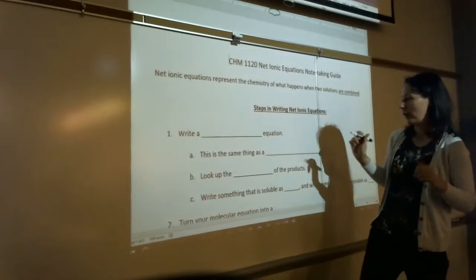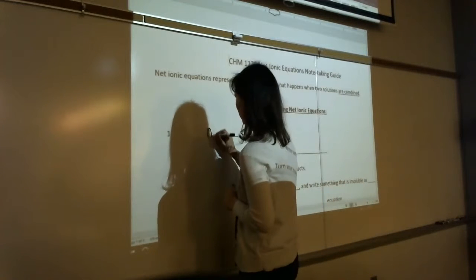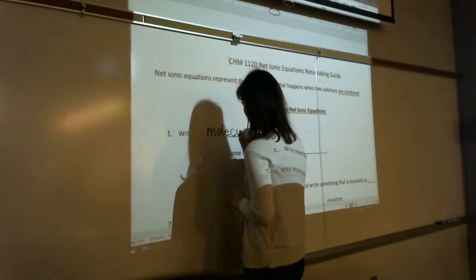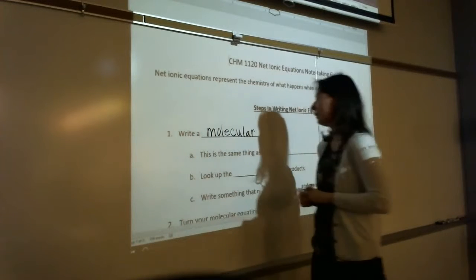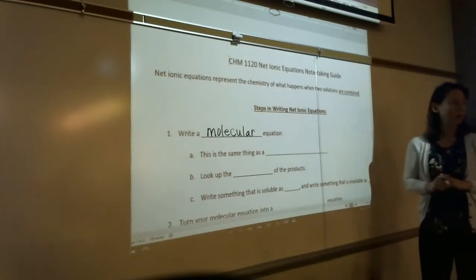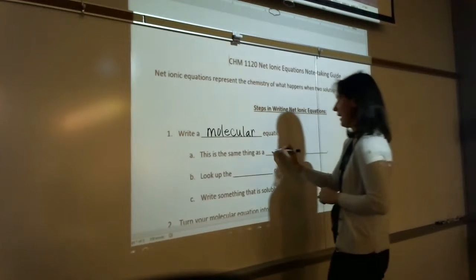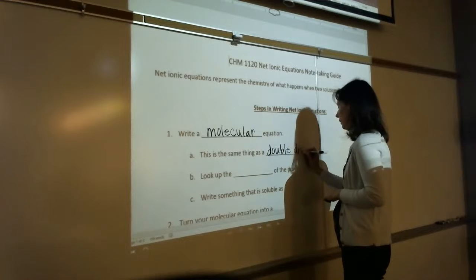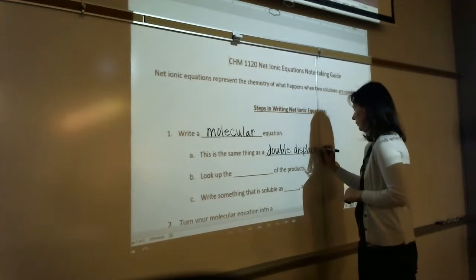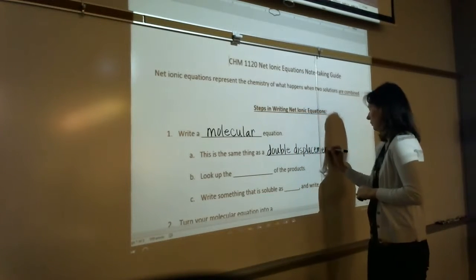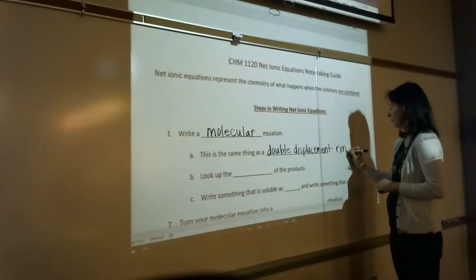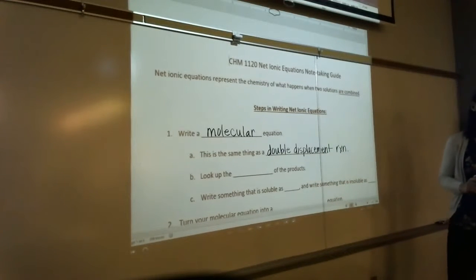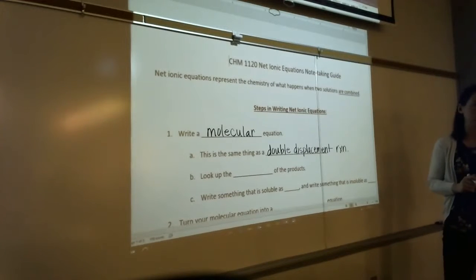The first thing you do is you write a molecular equation. A molecular equation is the same thing as a double displacement reaction, because all of the ones you're going to be dealing with in intro chem are going to be double displacement reactions.